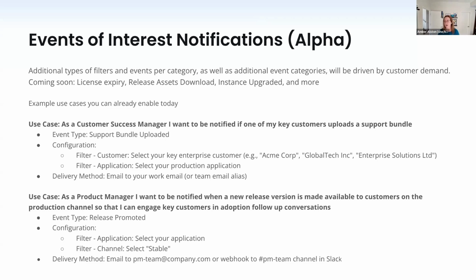Another use case: as a product manager, especially if I'm not in direct control of the release promotion pipeline, I want to know when the newest version of the software has actually been promoted and made available to customers, because I want to have some adoption follow-up conversations with key customers. You can already do that with what's available today, using release promoted, what channel it was promoted to, and which application. I can either send that to an alias for the PM team so the whole team knows, or since it supports webhook integrations already, I could send that to the product team Slack channel as well.